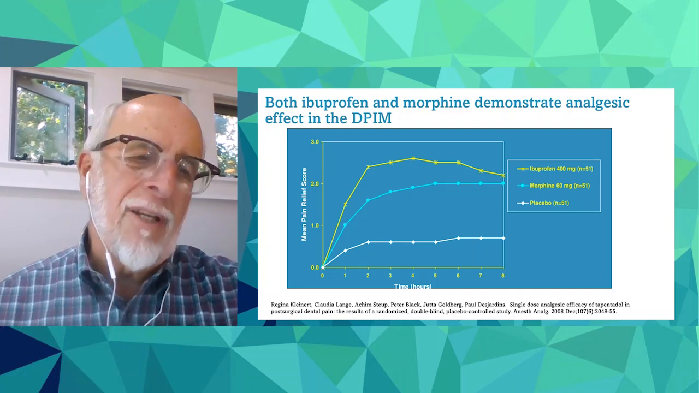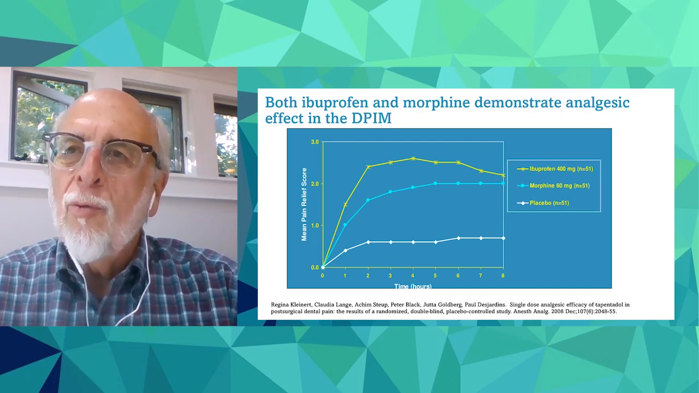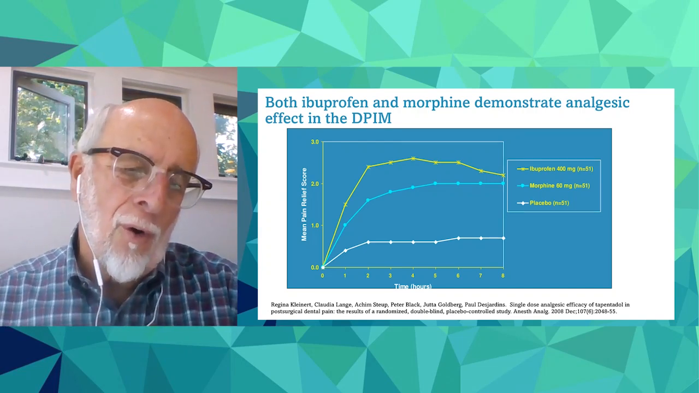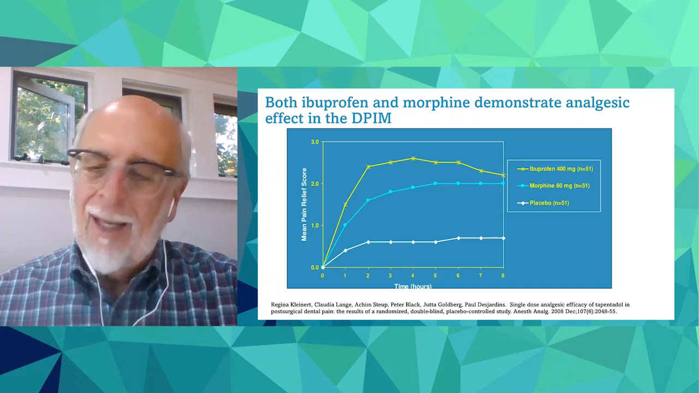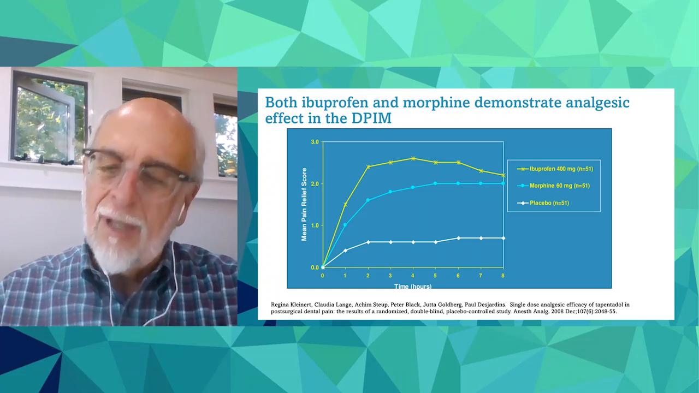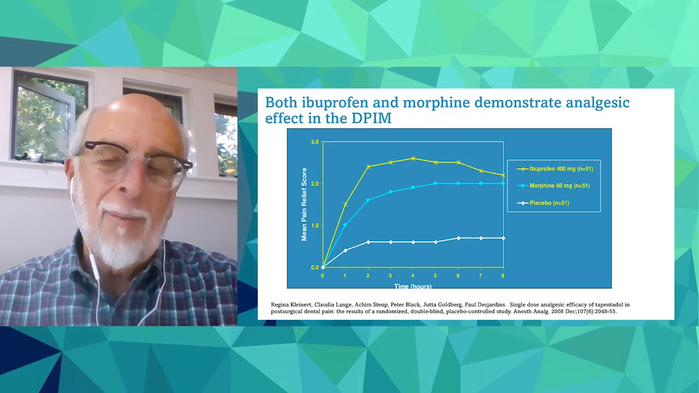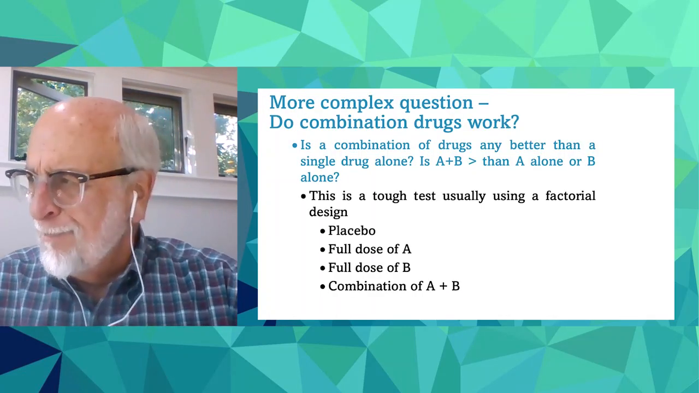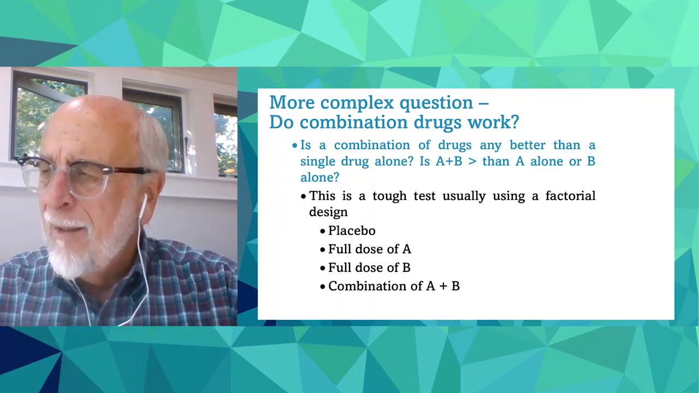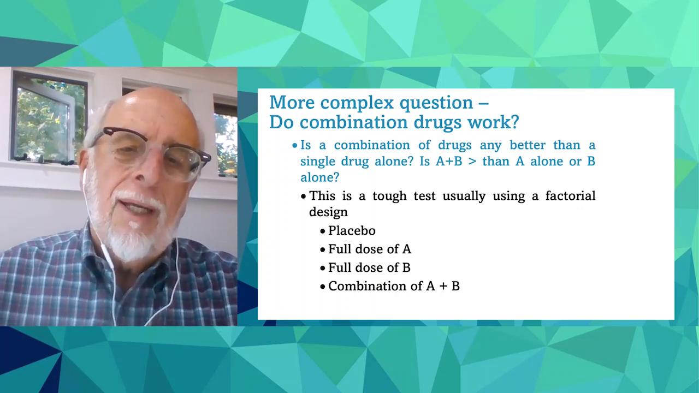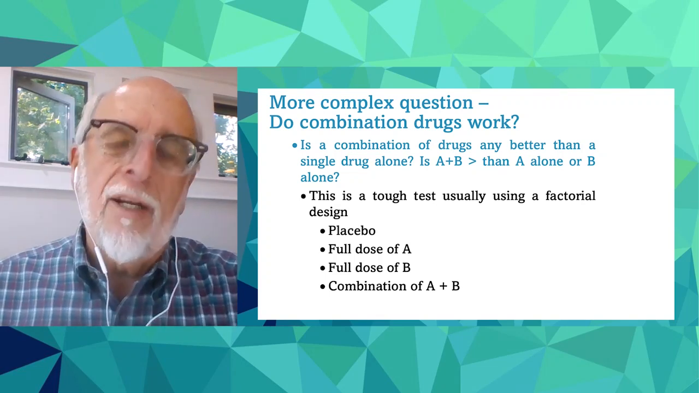There was a lot of history that opioids were much stronger pain relievers than nonsteroidal drugs or COX-2 inhibitors. And what has been shown over and over again is that COX-2 inhibitors and nonsteroidal drugs can be every bit as effective or even more effective. And a complicated question that many sponsors ask us is, does this combination of drugs work?